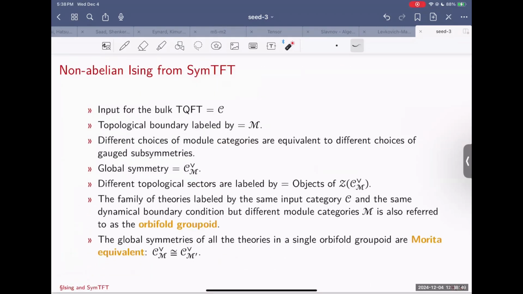So again, just to recap the steps in constructing this Ising model, we're starting from the input category of the bulk TQFT, which is some spherical fusion category. Then we have to choose some topological boundary conditions labeled by module category M. And there are different choices of module categories, and these different choices will correspond to basically gauging different subgroups. Well, I cannot say a subgroup because it's not necessarily a group, but different subsymmetries of the global symmetry. And so once we have chosen our input category and the module category, we can determine the topological line operators in the effective 2D theory, which in turn determines the global symmetry of the 2D theory. And that is always going to be given by the Morita dual of C with respect to M.